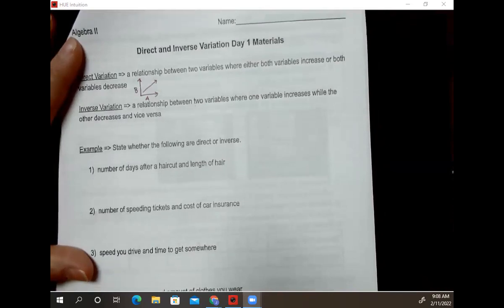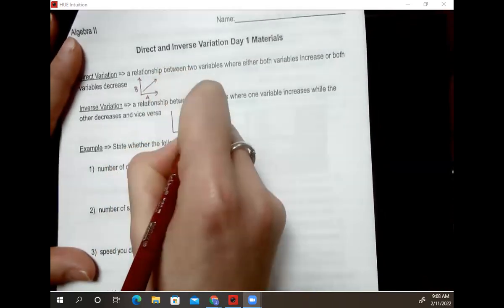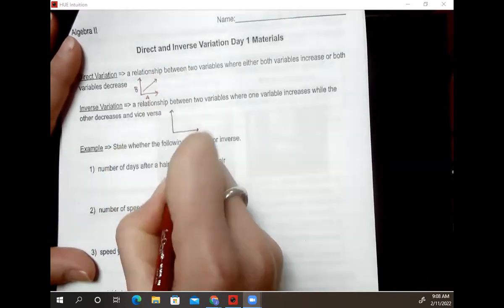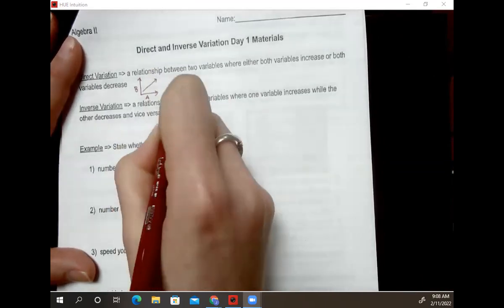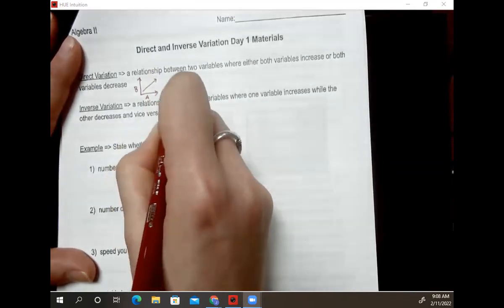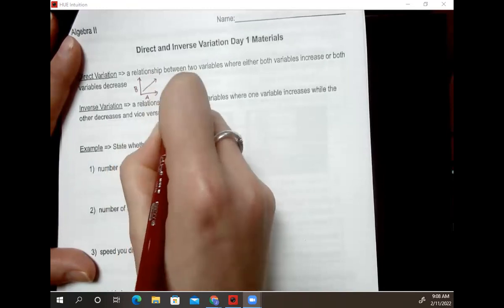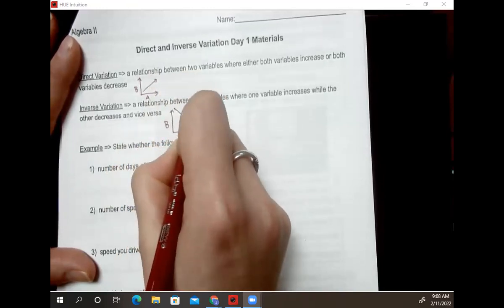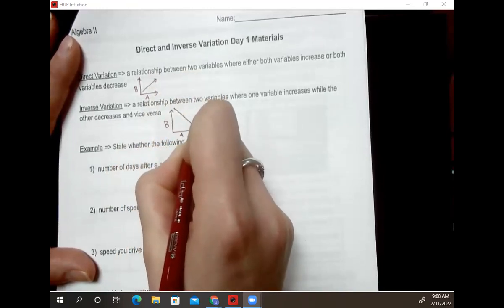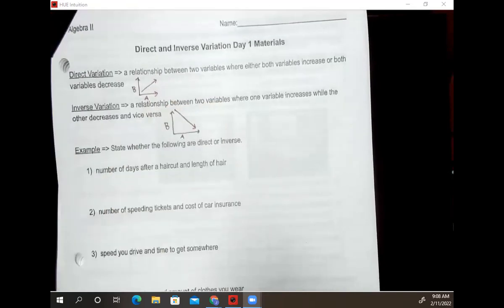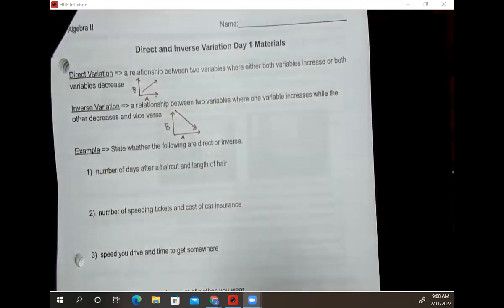Inverse variation is a relationship between two variables where they do opposite things. So if variable A is low, variable B is high, and vice versa. When the value for variable A is high, I would expect the value for variable B to be low. So when one goes up, the other goes down. They do the opposite. They do the inverse of one another.